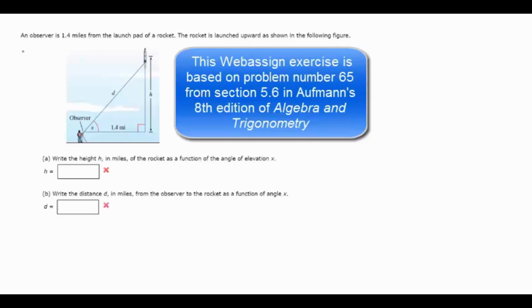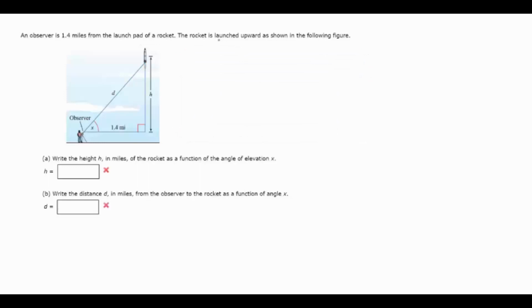Okay, in this problem, an observer is 1.4 miles from the launch pad of a rocket. The rocket is launched upward, as shown in the figure. So here's the rocket. It's launched upward. Part A says, write the height h in miles of the rocket as a function of the angle of elevation.